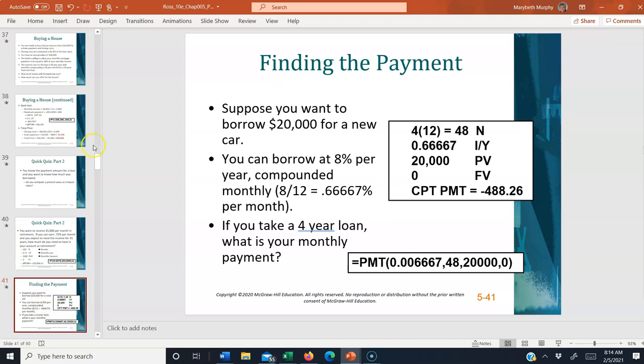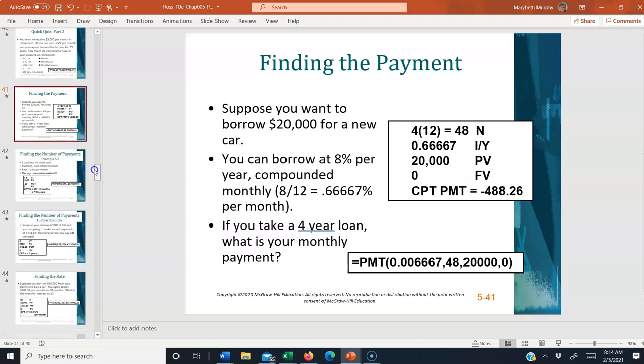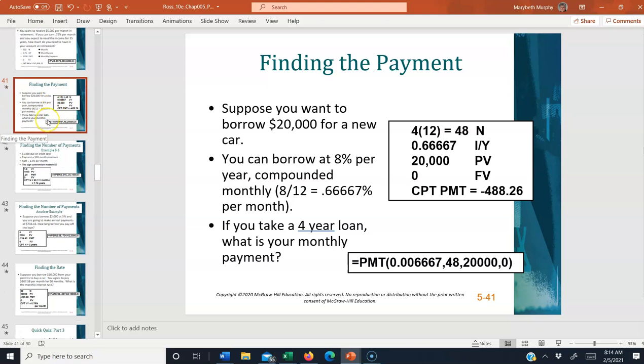Finding the payment. Okay, now we're going to find payments. We're going to find the number of payments. I'm going to show you how to look for different things other than the present value and the future value.